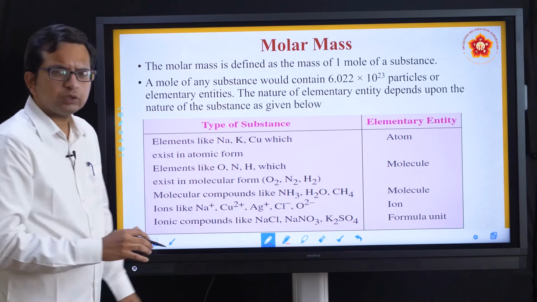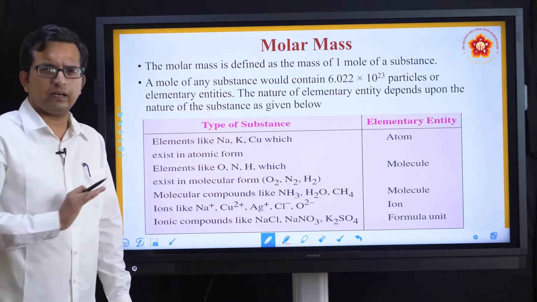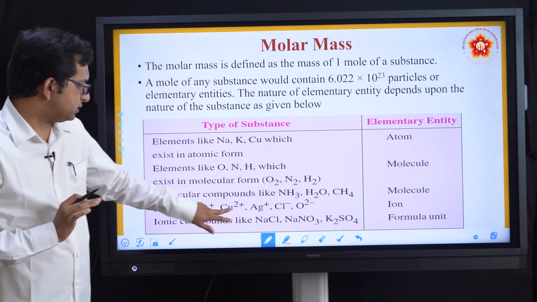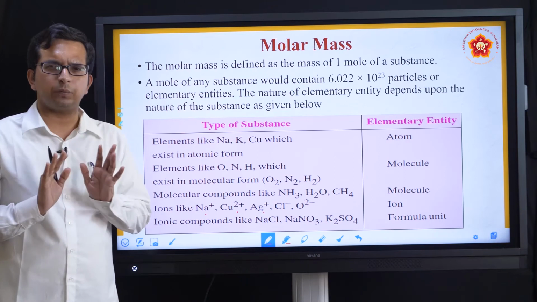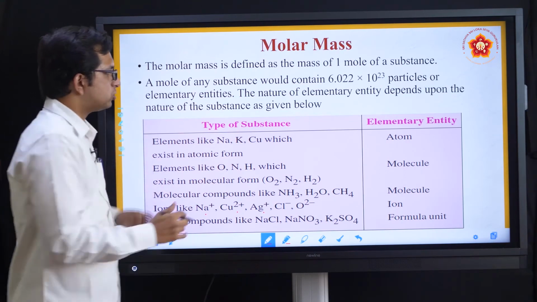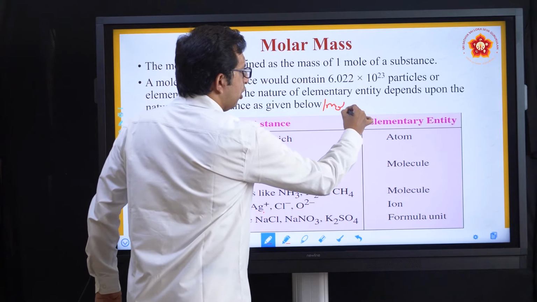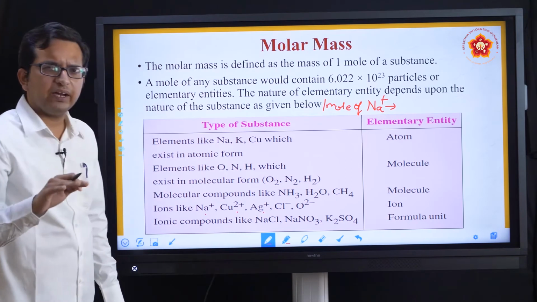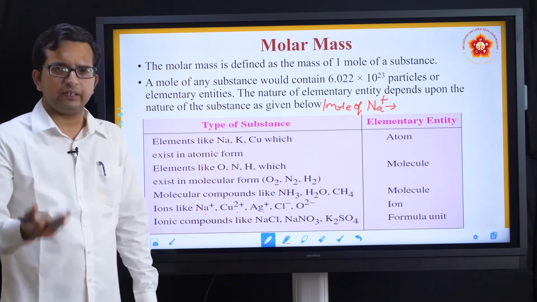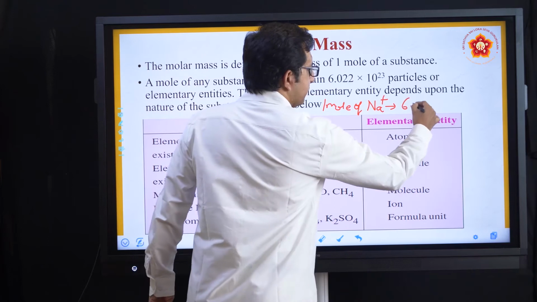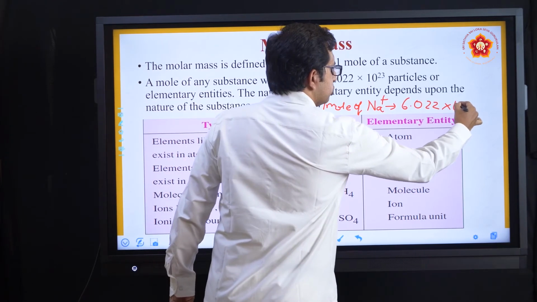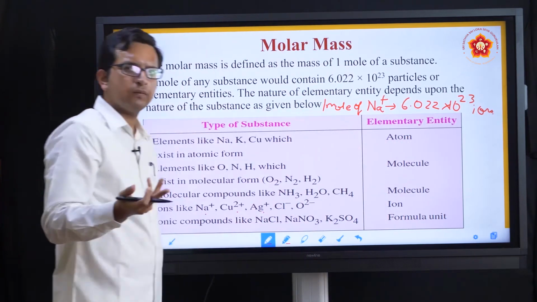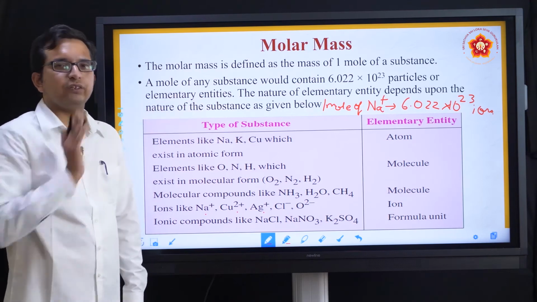Next set is about ions. What are ions? This is something that you have studied in the earlier class. Charged particles are called ions. So Na plus, Cu2 plus, Ag plus, all these are charged particles. So suppose if I consider 1 mole of Na plus, what does it have? See, 1 mole of Na had 6.022 into 10 raised to 23 atoms, whereas 1 mole of Na plus will have 6.022 into 10 raised to 23 ions, because it is in ionic form. So the form it is, that is the form we utilize.